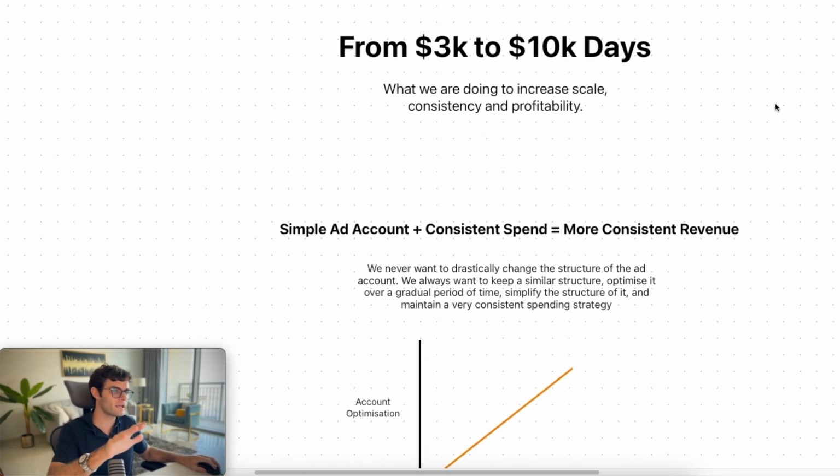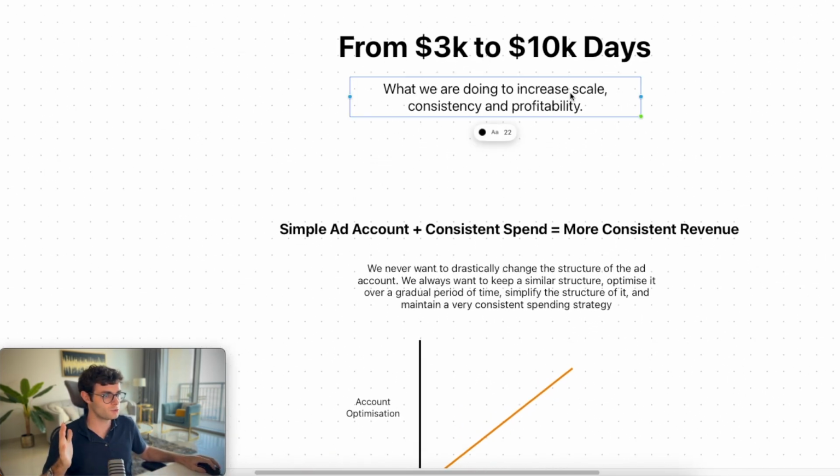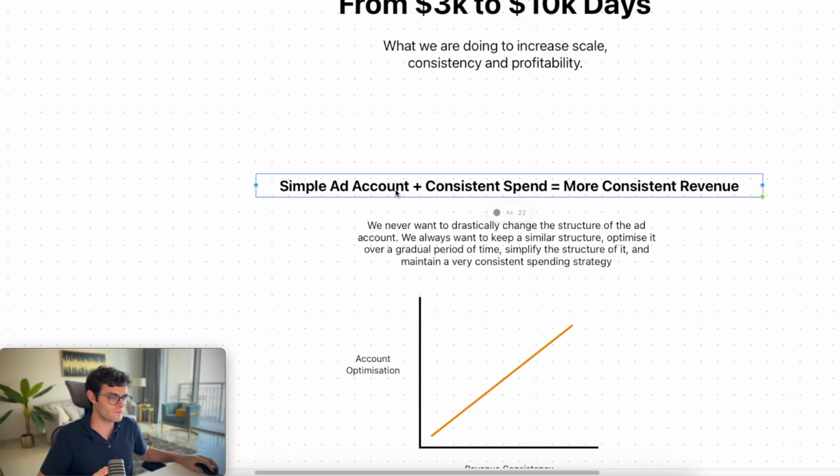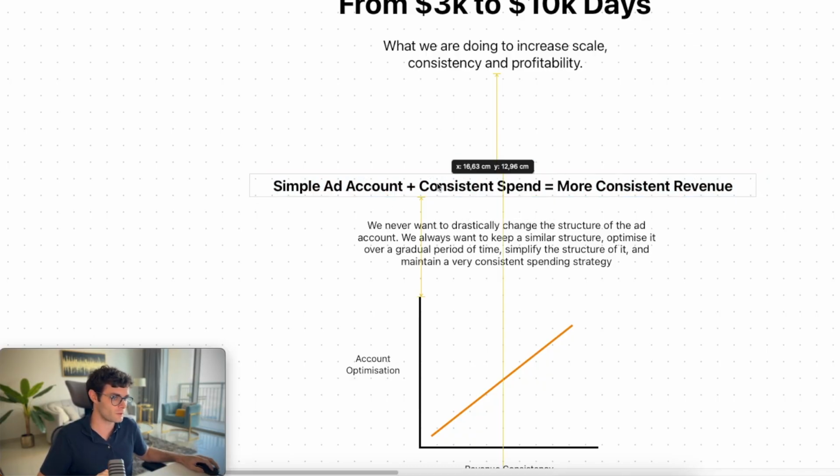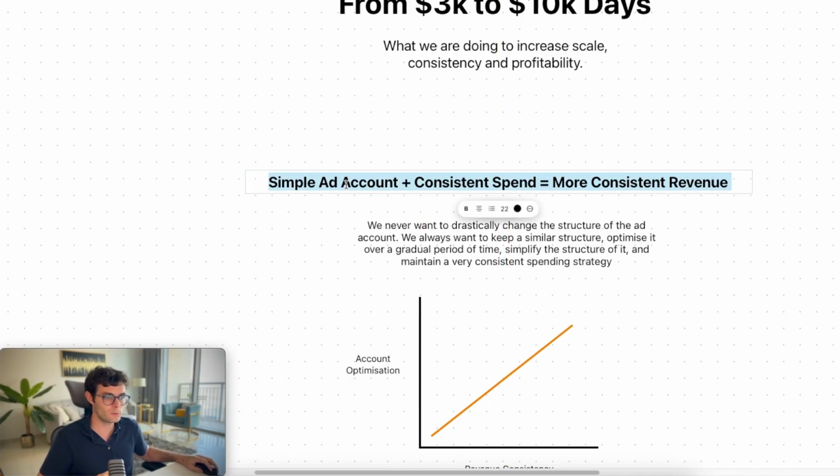So from 3K to 10K days, what we're doing to increase scale, as I showed you, is consistency and profitability, which are by far the best three things that you can work on as you're trying to scale your business. So first of all, we have to consider the first thing that we worked on, the ad account, right? Simple ad account plus consistent spend equals more consistent revenue. So this is kind of what we want to achieve.